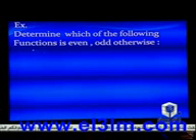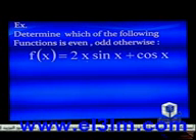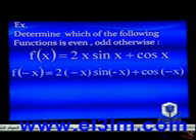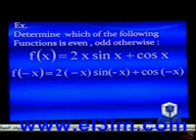Determine which of the following function is even, odd, or otherwise. f of x equal 2x sin x plus cosine x. Let's start by reviewing the sine and cosine part. Then when we solve it, f of negative x equal 2 multiplied by negative x multiplied by sin negative x plus cosine negative x.